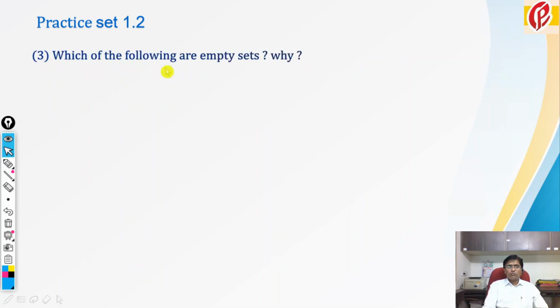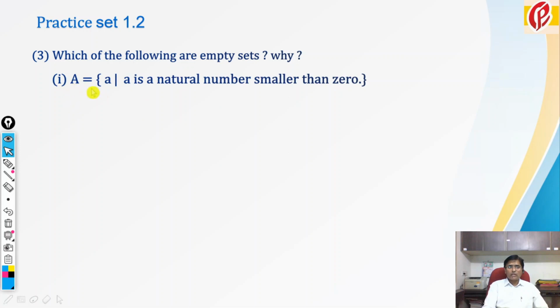Question 3. Which of the following are empty sets and why? Empty sets means having no elements. So first is A is equal to {x such that x is a natural number smaller than 0}. Now you know that natural numbers start from 1, 2, 3, 4, which means natural numbers are greater than 0. Natural numbers are not smaller than 0. So this A contains no element, because here the condition is natural numbers but smaller than 0.